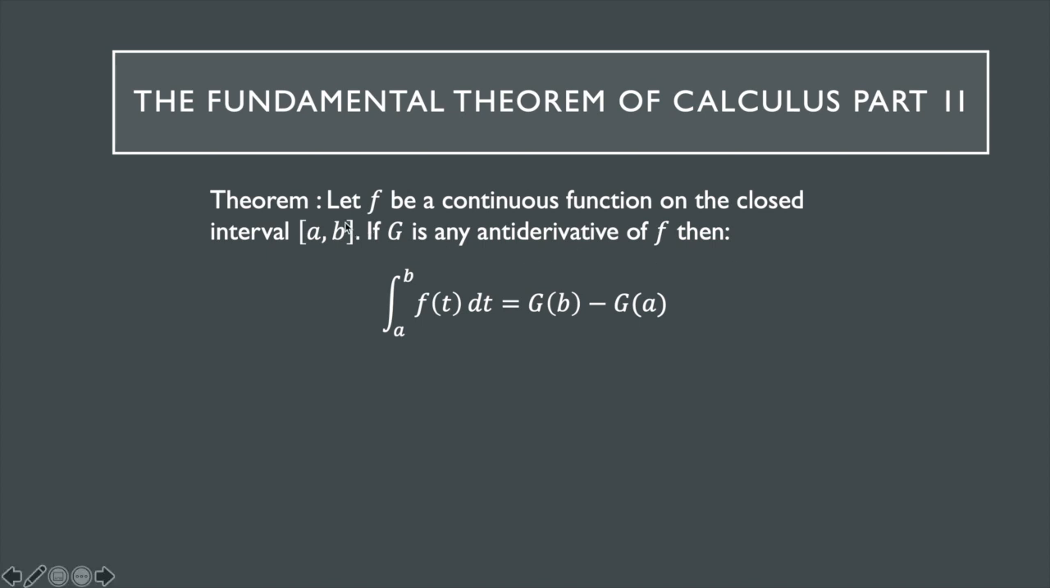So this theorem states, let lowercase f be a continuous function on the closed interval from a to b, and if G is any antiderivative of lowercase f, then the integral from a to b of lowercase f of t, integrating with respect to t, is equal to G of b minus G of a. What does this theorem actually mean?